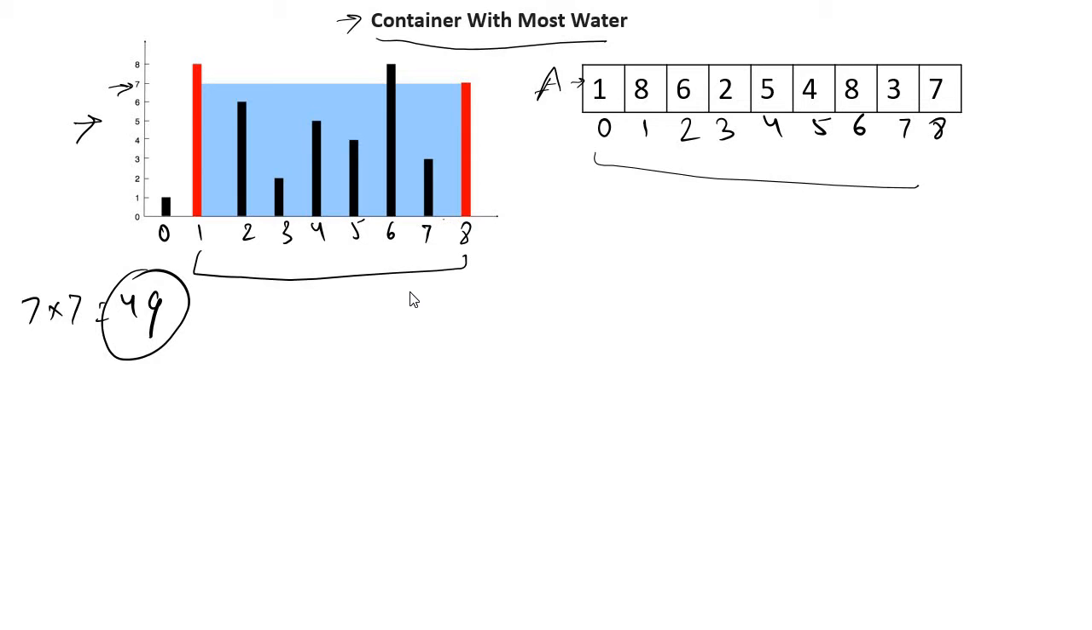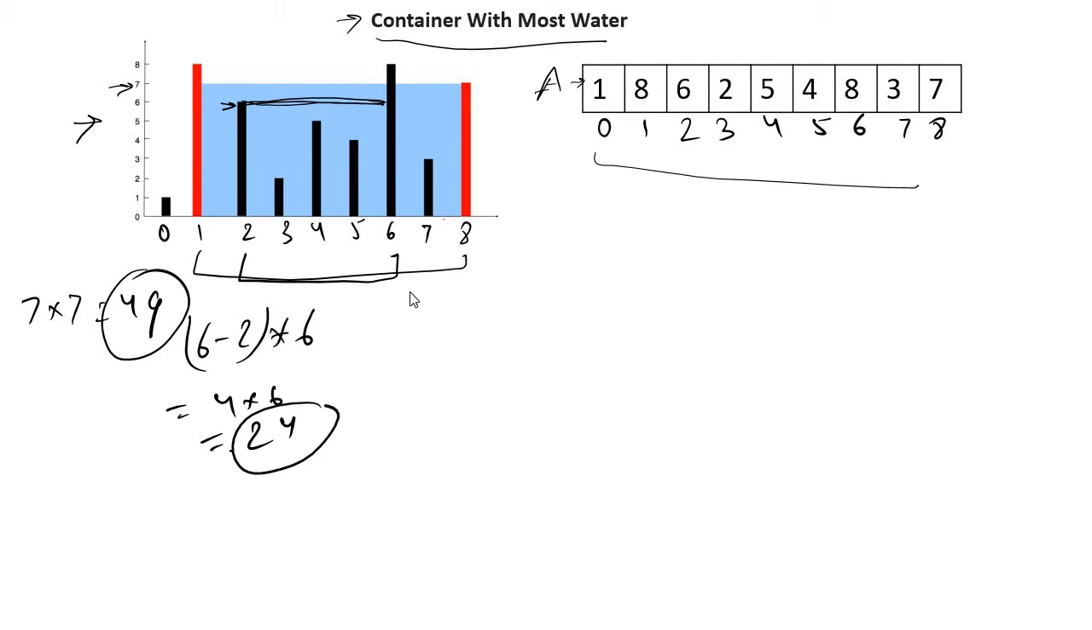Suppose we see another example, like 2nd to 6th. In this case the minimum height is 6, so the water will always be contained up to the minimum height. How much water can it contain? The distance is 6 minus 2, into the minimum height 6, means 4 into 6 equal to 24. But our maximum is 49, so our answer will be 49.